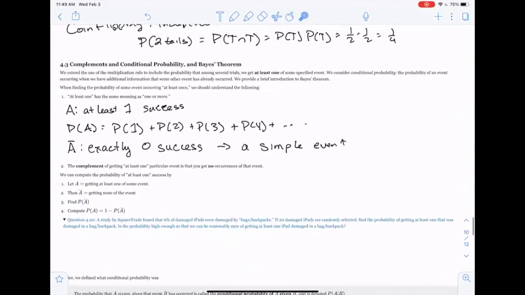So let's look at this example. A study by SquareTrade found that 6% of damaged iPads were damaged by the bag itself. Right? Not because of dropping, not because of user error, but something in the bag caused a scratch, caused a bend, or whatever. So if 20 damaged iPads are randomly selected, we want to find the probability of getting at least one that was damaged by the bag. So A is going to be the event of getting at least one iPad damaged by the bag. And then A complement is going to be the event of getting exactly 0 damaged iPads.